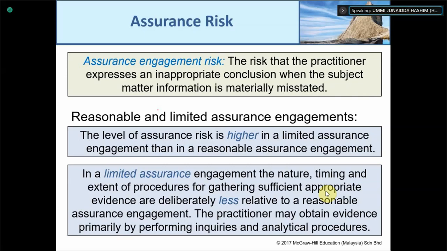So to reduce the risk in the case of a limited assurance engagement, which is limited in obtaining sufficient appropriate evidence, what the auditor could do here is still obtain evidence, primarily by performing inquiry and analytical procedures. It means the auditor has to review all the related documents before providing the conclusion, to reduce the engagement risk.